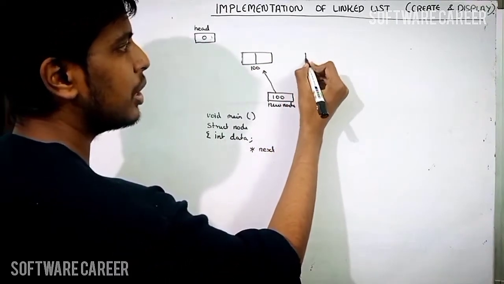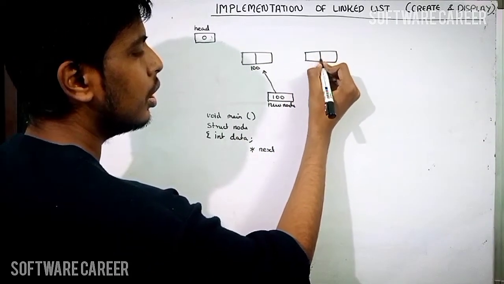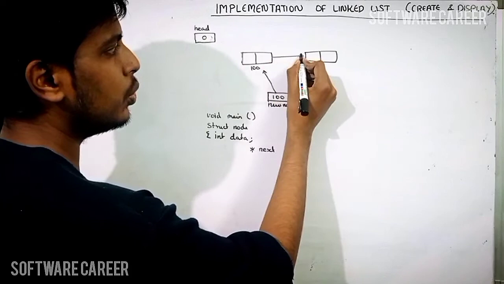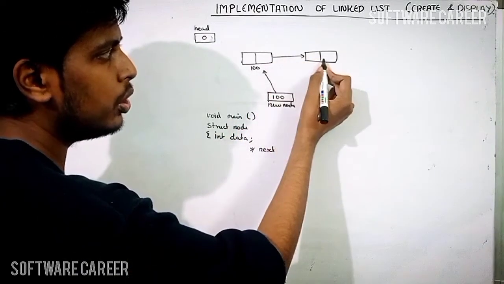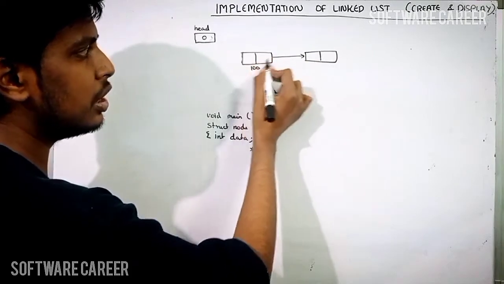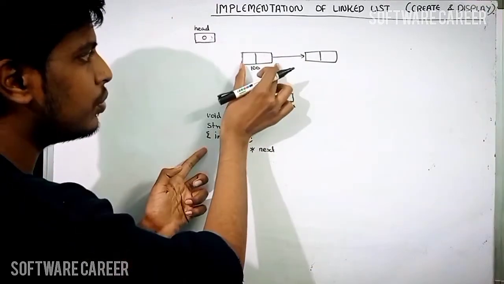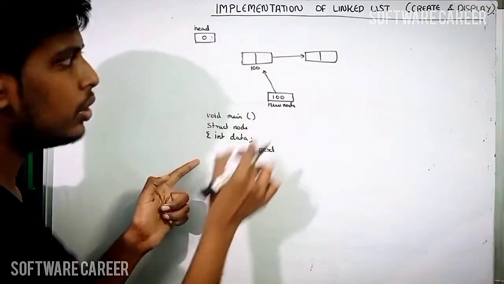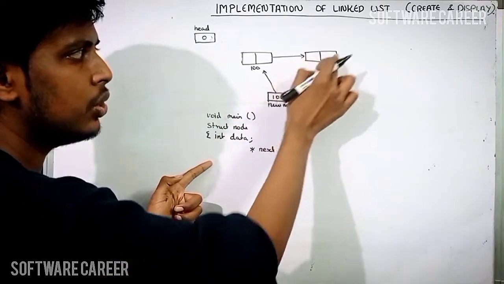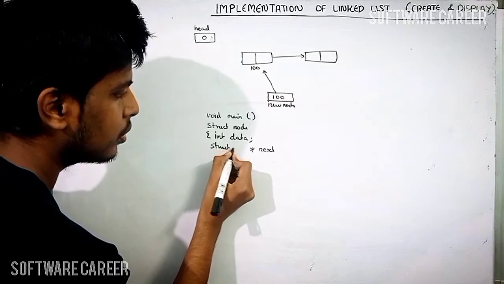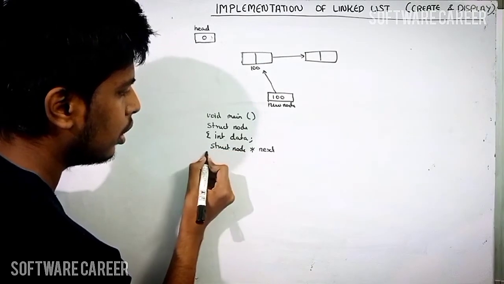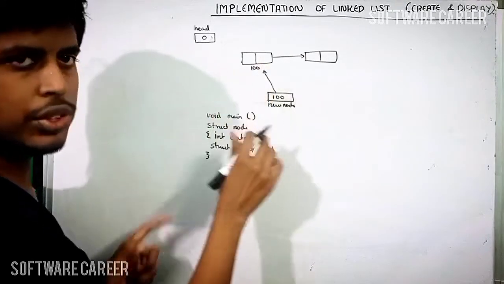Suppose now I am creating a new node. Now suppose this node is pointing to next node, means this pointer is pointing to a new node which has the same structure as the previous one. So the structure of this is struct node. So this node also has struct node. So I am writing a struct node. Now I have defined the structure of this node.